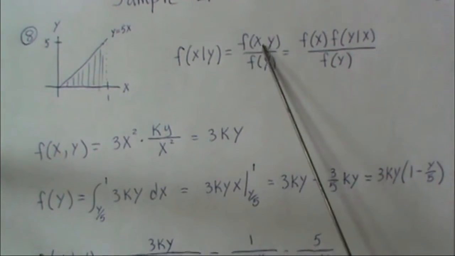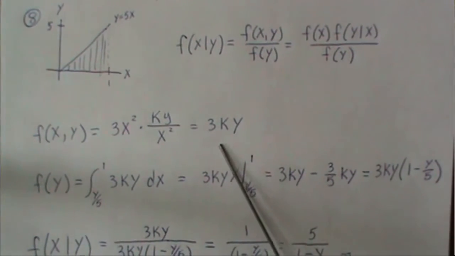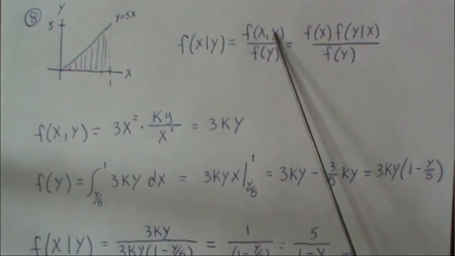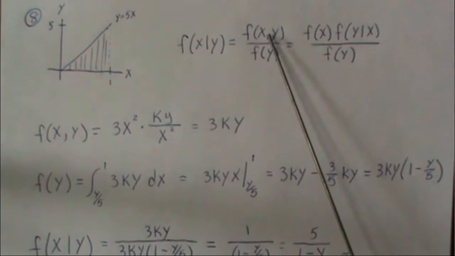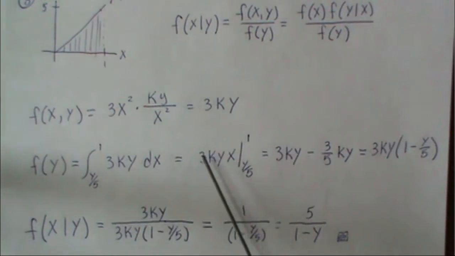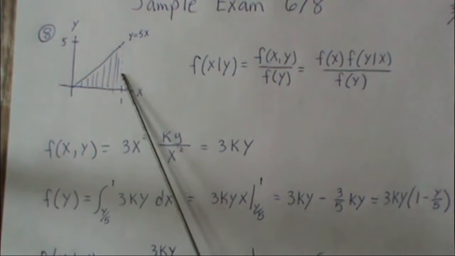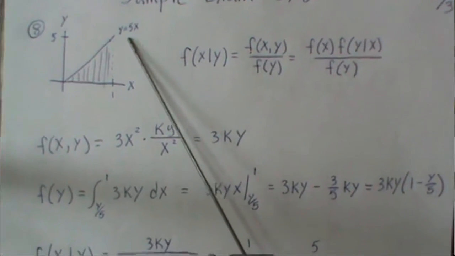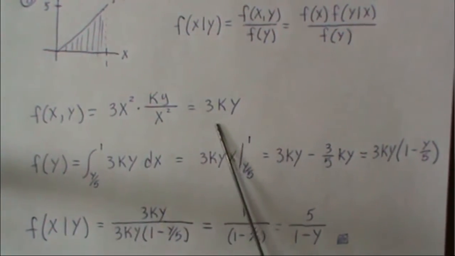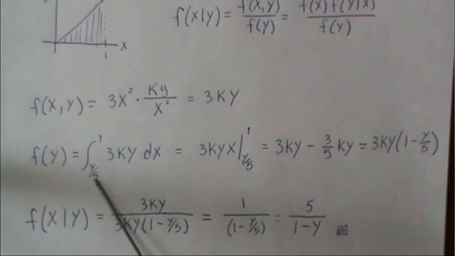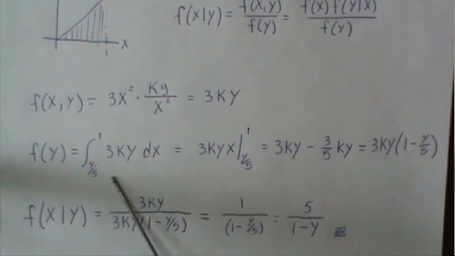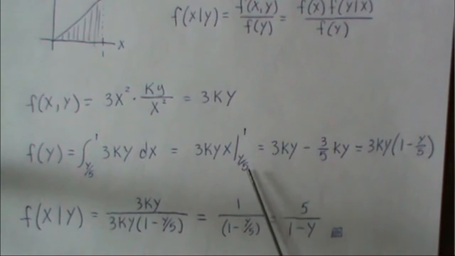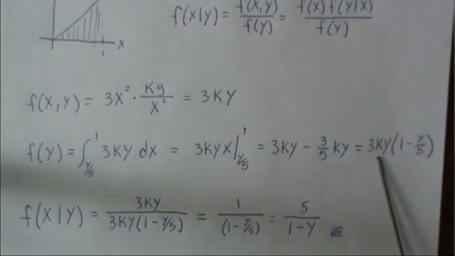So we have the numerator, which is this piece here. Now we need the denominator. So we need to take this joint distribution and integrate out x. When we're integrating out x, we integrate from here to 1. In terms of x, that is y over 5. So we take this joint distribution, which is here, and integrate it from y over 5 to 1. We're integrating in terms of x, so this is a constant. So we just get an x, plug in the limits of integration, and we get this.